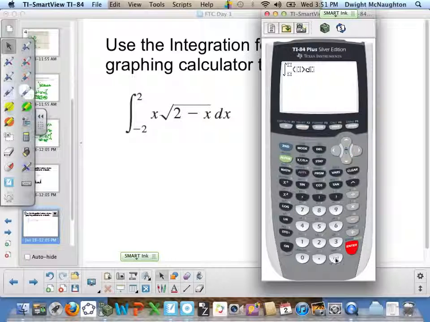Here we have the lower limit, which is -2. Hit right arrow. It'll go to the upper limit, which is 2. And now we type our function. We have x times the square root of 2 minus x with respect to x. So it's math, 9th option, and then this will come up. And there it calculates it for you. Some of you may want to convert it to a fraction, some of you may not. In this case, it doesn't because it rounded.